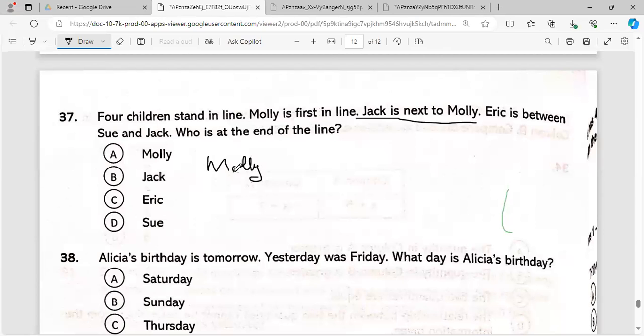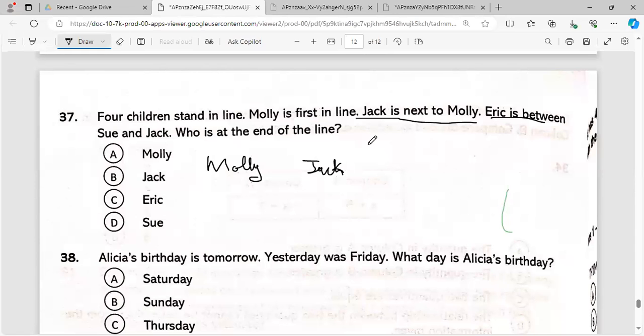Okay. Alright, let me try to see it for myself, guys. So it's four children stand in line. Molly is first, so we know that Molly is first. He said Jack is next to Molly, so I'm assuming that Jack would go right here next to Molly, since it's a line, right? And then he said Eric is between Sue and Jack. Sir, Sue is the answer. No, sir. Sue would be behind Jack, and I'm saying Sue.